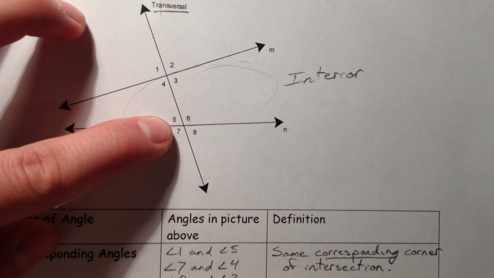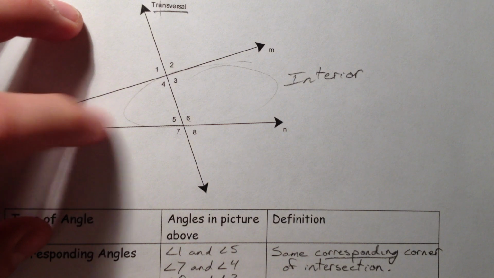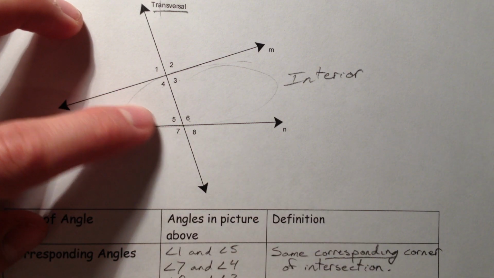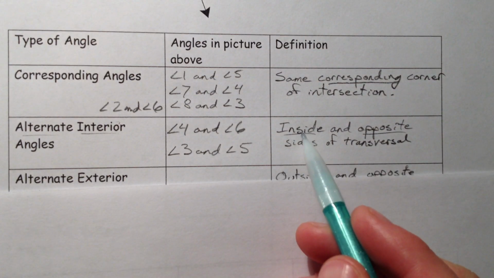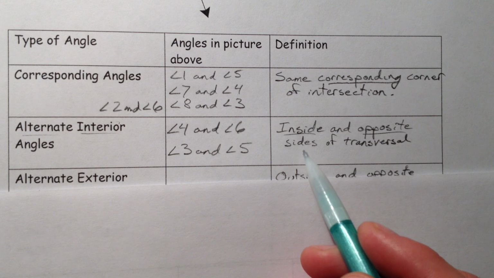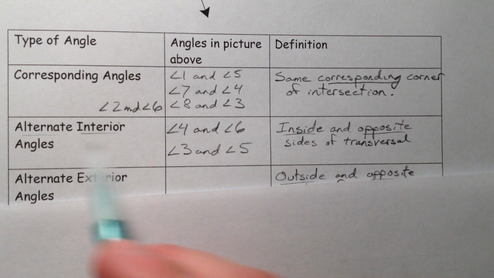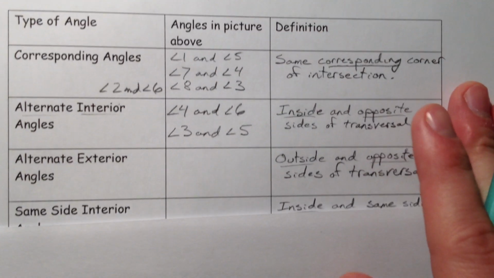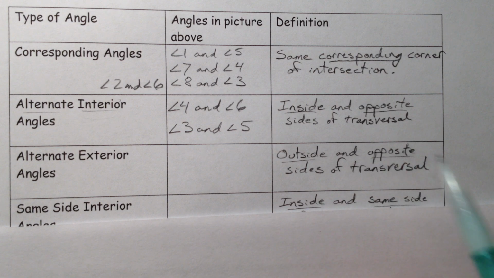And alternate interior with angle 3, because 3 is on the inside, is angle 5. So I say inside and opposite for alternate interior. So we have alternate interior and we also have alternate exterior. I say alternate exterior is outside and opposite sides of the transversal.